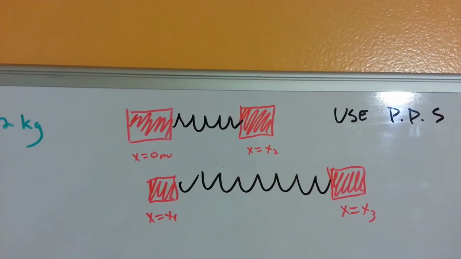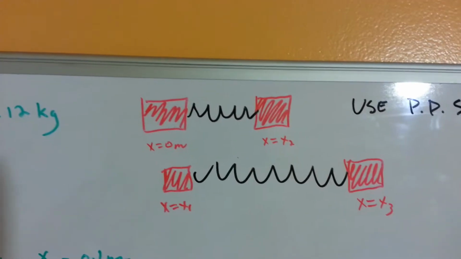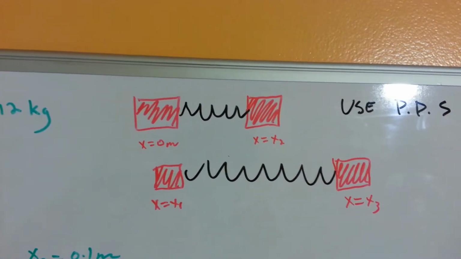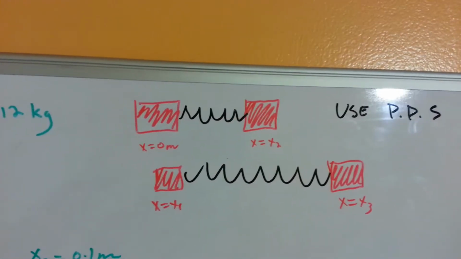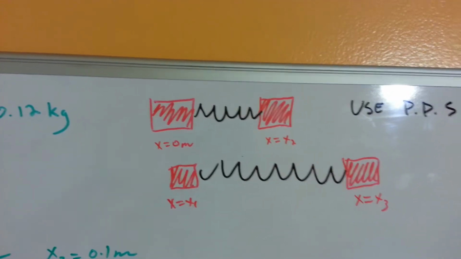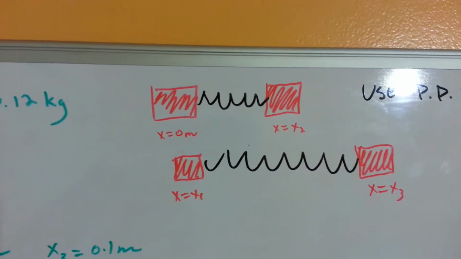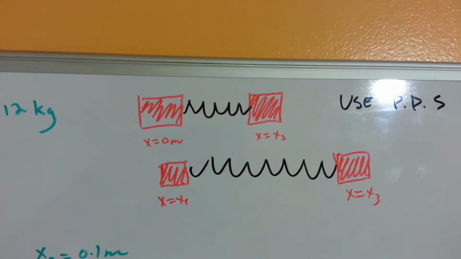Okay, so here's the situation. We have two identical blocks of given mass, 0.12 kilograms. They are on a frictionless surface. They are initially at rest, and they are connected by an unstretched spring.